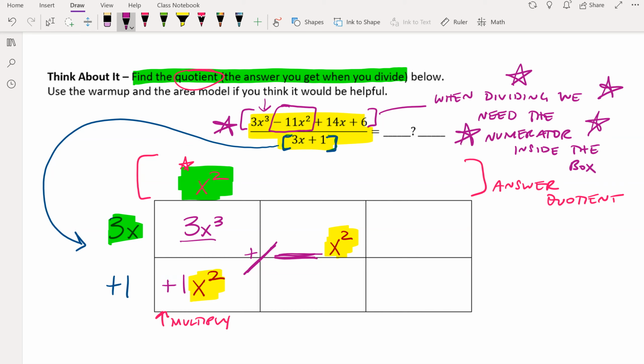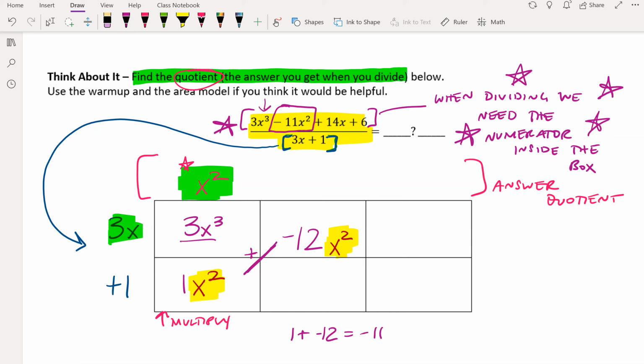So the question is, 1 plus what gives me negative 11x squared? 1 plus negative 12 equals negative 11. So that's how I know negative 12 needs to go in that space.